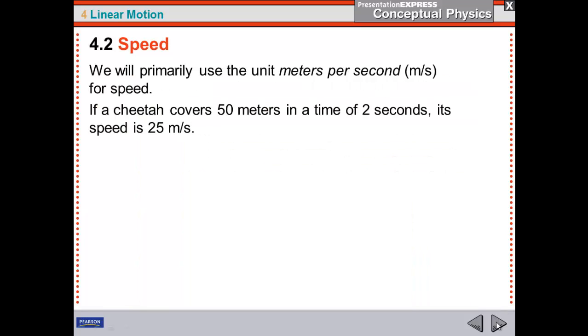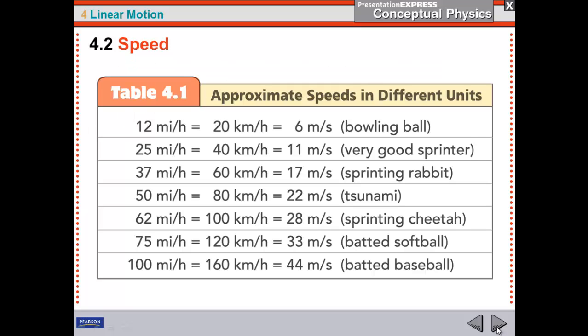Okay? So we primarily use the units of meters per second for speed. Now you don't have to always use that if you've got all your other units in other particular units, but we generally will bring things back to SI units, which is meters per second. So if a cheetah covers 50 meters in 2 seconds, then the speed the cheetah's moving at would be 50 divided by 2. Right, so here's a table just showing you the relative speeds.